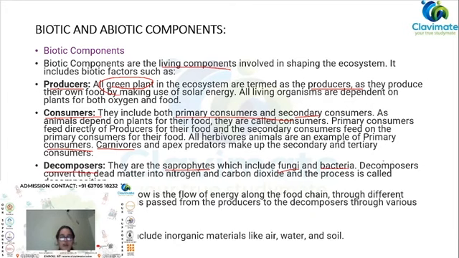Why they are called decomposers and what they do is decomposition. They convert the dead matter into nitrogen and carbon dioxide, and that process is called decomposition. Energy flow is the flow of energy along the food chain to the different trophic levels. Coming to the abiotic factors, they include the inorganic materials like air, water, and soil.